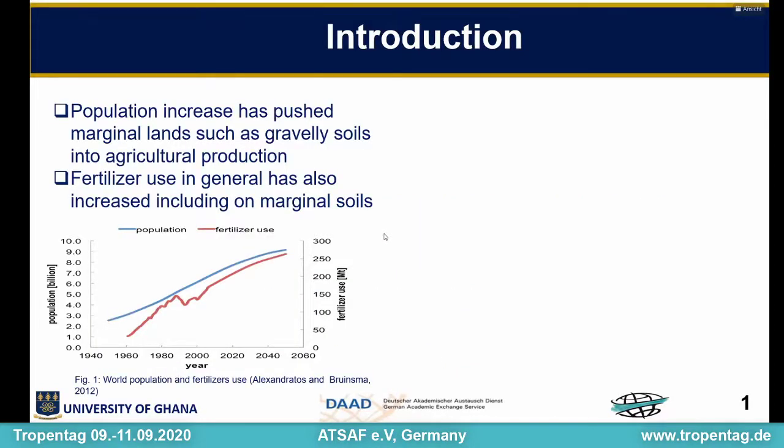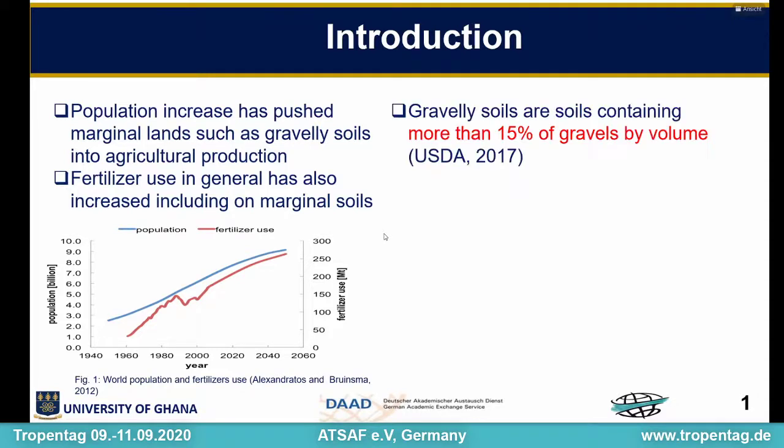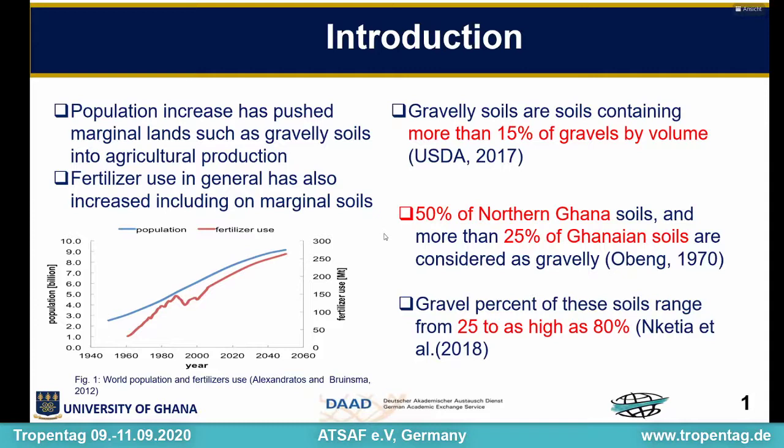Population has increased, and this has pushed marginal lands into agricultural production, and the use of fertilizers has also increased. This does not exclude the use of fertilizers on marginal lands. And what are gravel soils? Gravel soils are soils that contain more than 15% gravel by volume. In northern Ghana, 50% of all the soils are classified as gravel, and about 25% of soils in Ghana are also classified as gravels. These gravels range between 25 and 80% by volume.